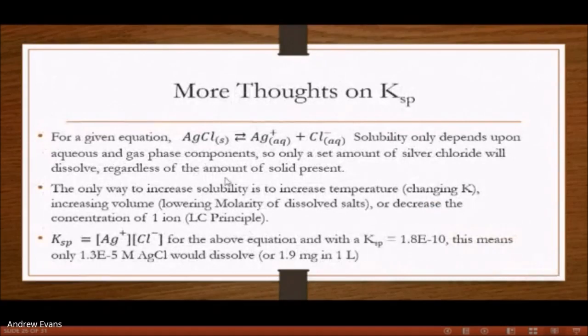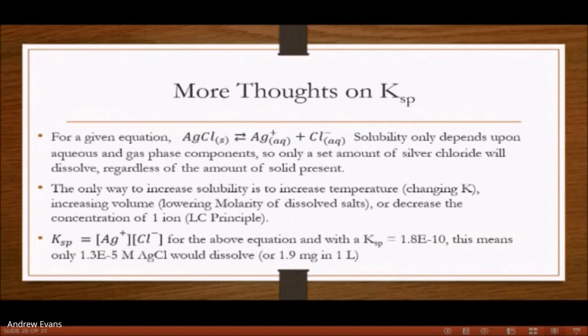Now, the general reaction for solubility is as follows. Silver chloride solid goes reversibly to silver ion and chloride ion. Writing the Ksp expression, you have to remember it's products over reactants raised to the power of the coefficients. And we do not include pure solids or pure liquids. So the silver chloride solid does not actually appear in our expression. The solubility only depends on the aqueous and gas phase components.